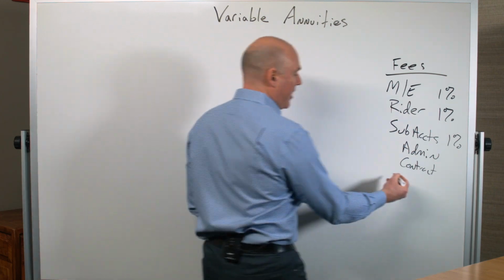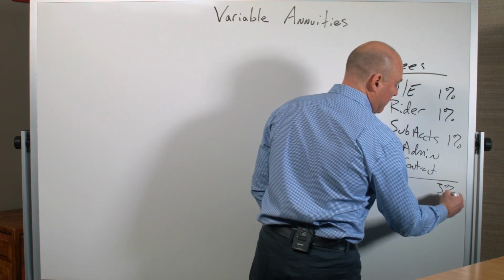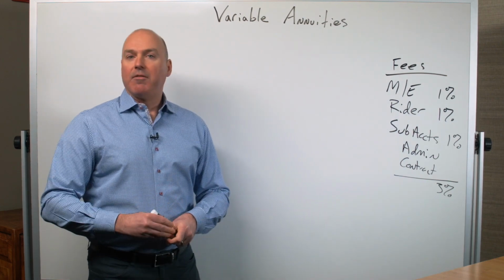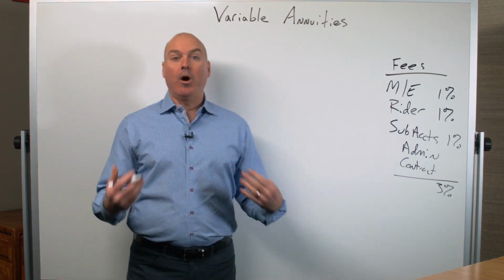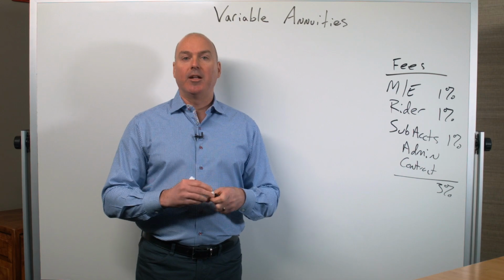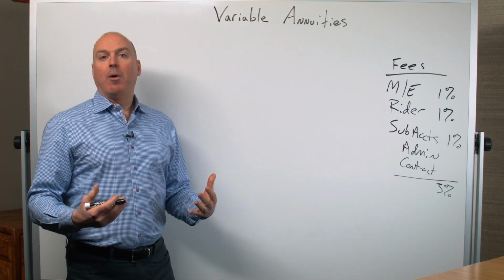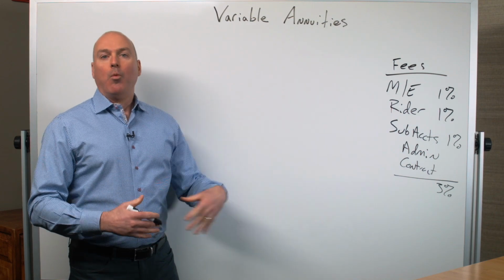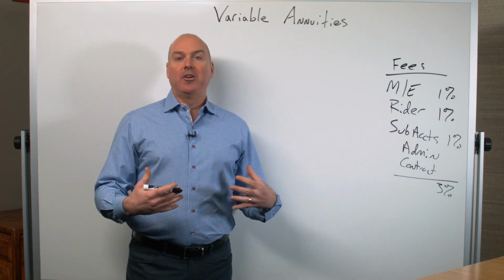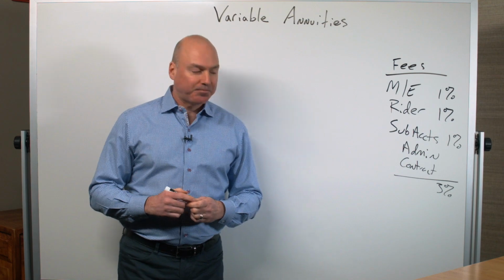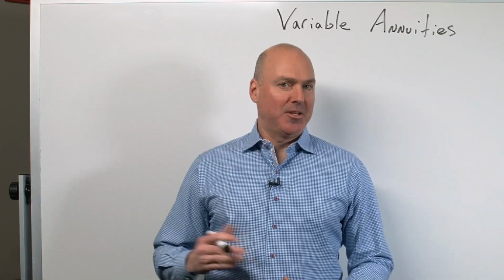So when you add all that up, it wouldn't be at all uncommon to see a variable annuity that has fees of 3%, sometimes well over 4%, even approaching 5% on some of these. So one of the very important things you want to make sure you understand is, are those fees worth it for the benefits that you think you're going to be receiving in return? Okay, so now let's talk about some of these benefits.